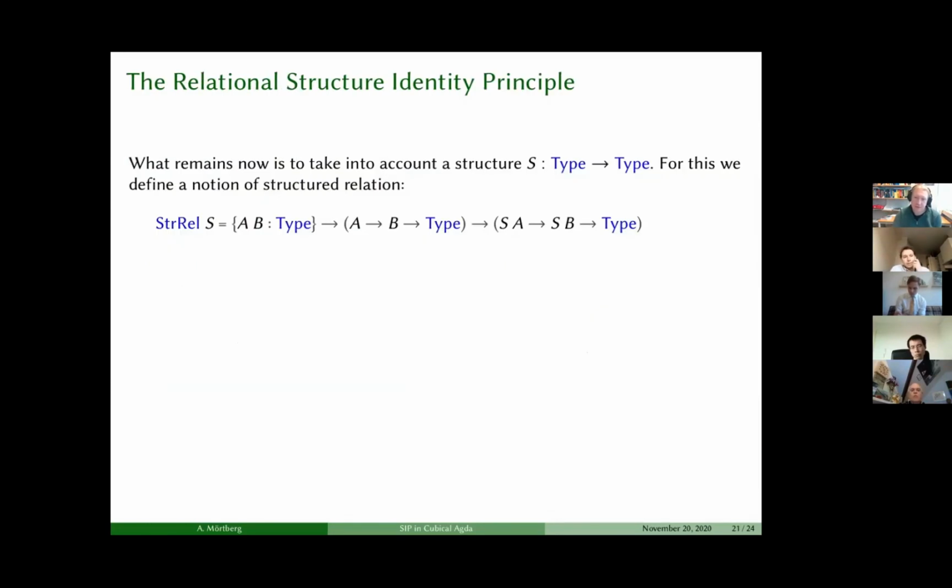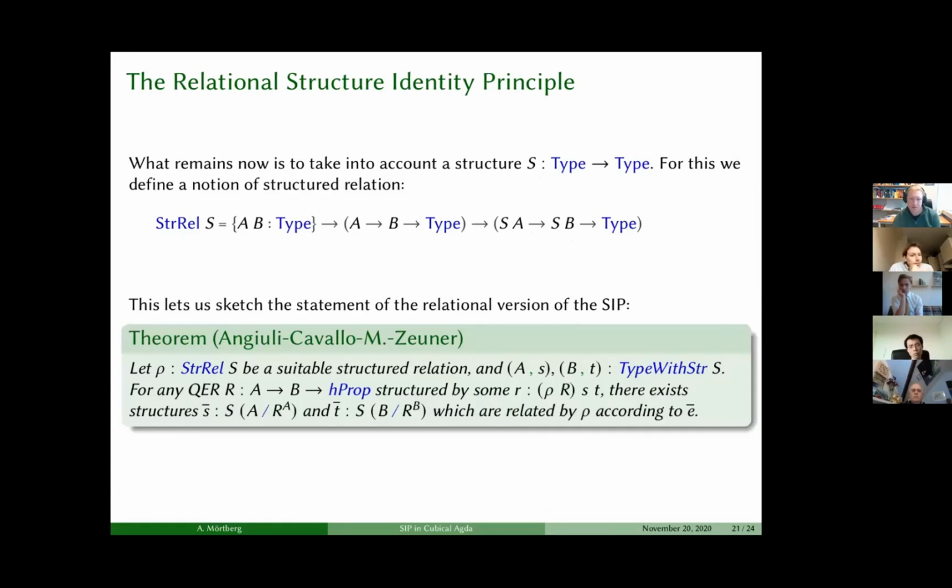Then we also have to take into account structures. So we say that a relation is structured if it somehow lifts, for a structure S. If we have a relation between A and B, it should lift to a relation of structures between A and B, like structures on A and structures on B. That's pretty neat.